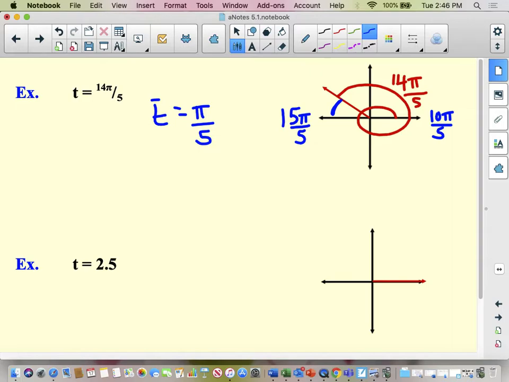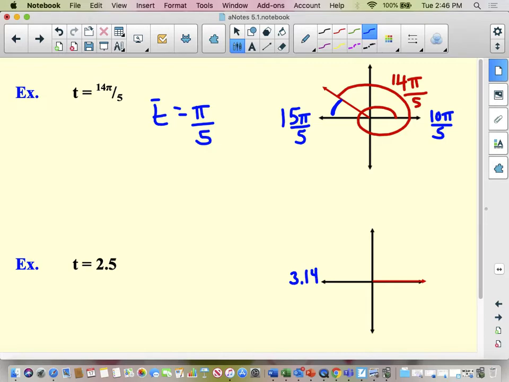Okay, the last one, T is 2.5. And that one's unique because there's no pi in it. But it's not degrees because there's also no degree symbol, so please don't confuse that. But 2.5, well, I know if this is pi, I'm just going to write 3.14 because we know that that's pi.